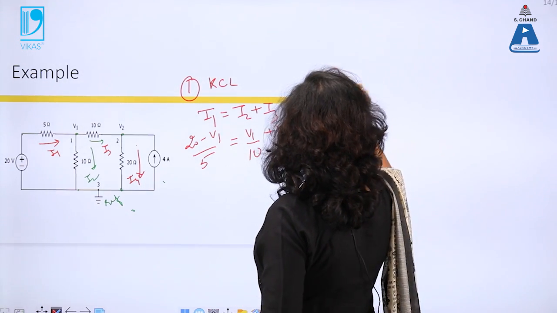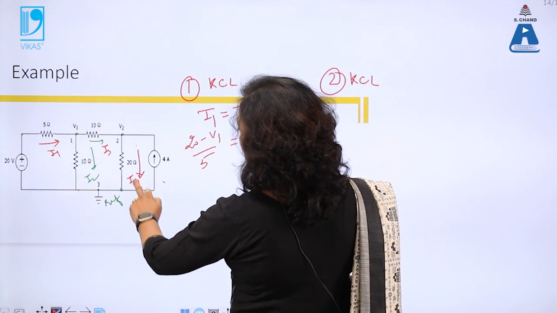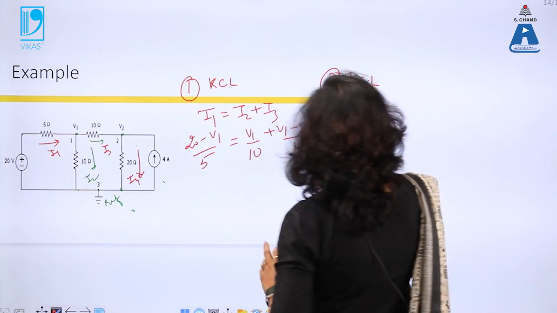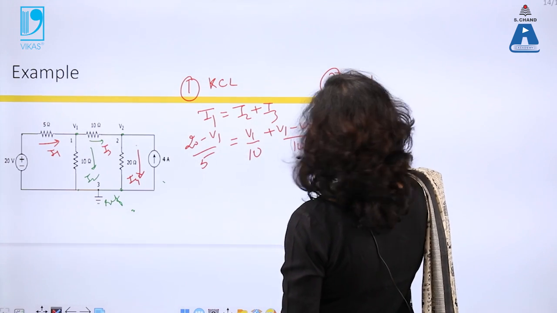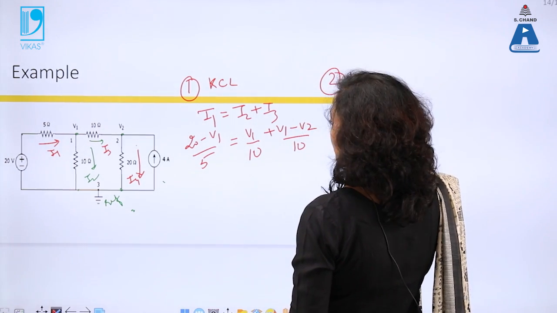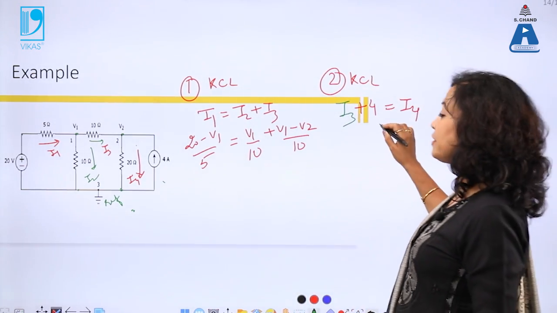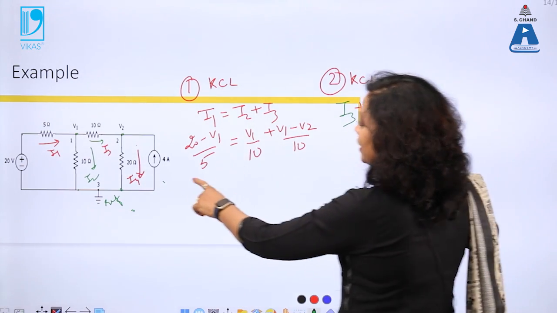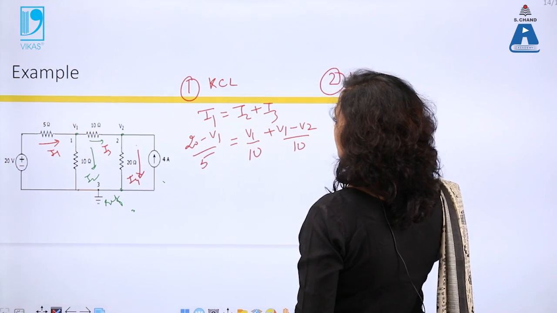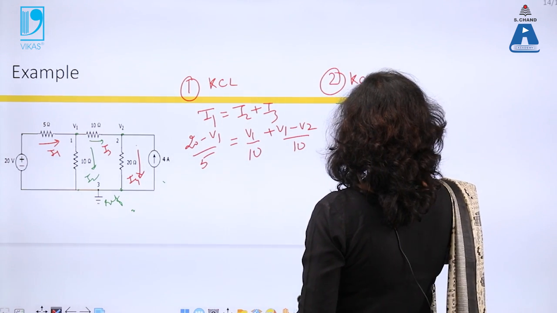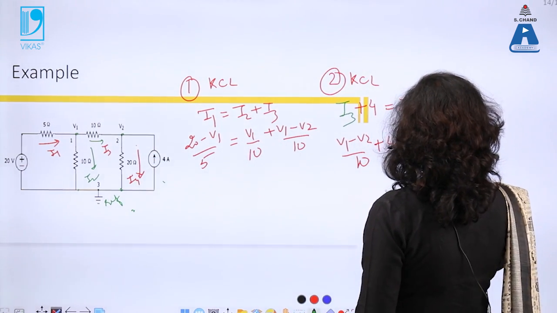Similarly at node 2 KCL. So this is node 2, I3 is entering, I4 is leaving, and 4 ampere is also entering. So this 4 does not have any variable because this is a fixed, constant value. So what is I3? I3 is this. So I3 will remain the same, V1 minus V2 by 10, plus 4 is equal to what is I4? V2 by 20.